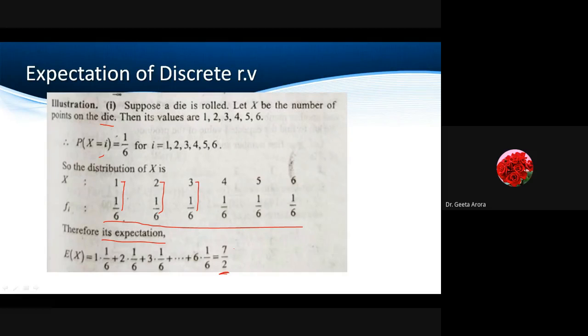Earlier, in the last lecture, we learned that if we toss 3 coins, then the number of heads that can appear is either 0, 1, 2 or 3, and we calculated their probabilities. Now if I multiply 0 with the corresponding probability, 1 with the corresponding probability, and add them up, what I will get is the expected value of getting a head on tossing 3 coins. Hope you're getting it.